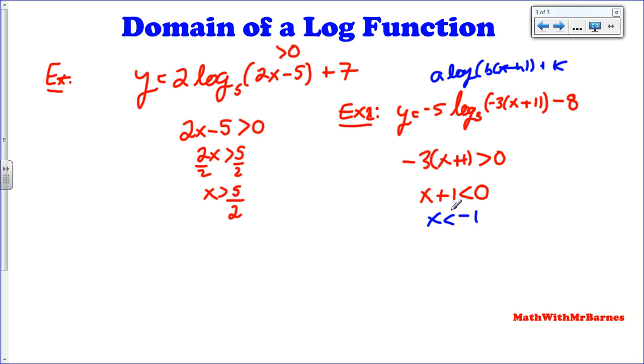Alright guys, I hope this figures out how you can find the domain of a log function.